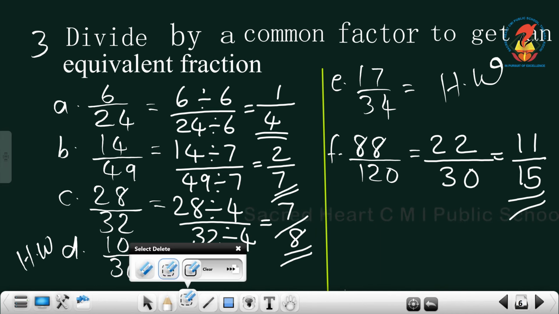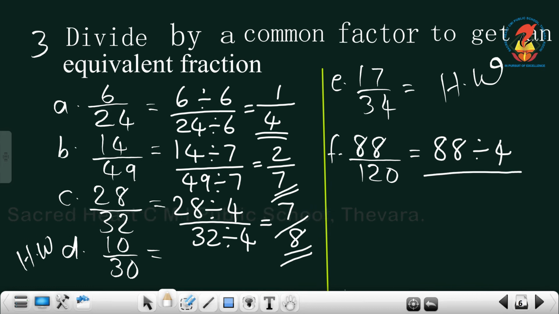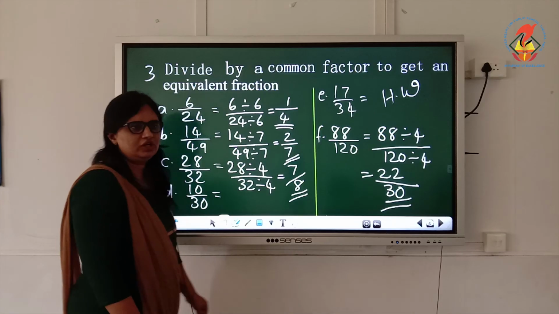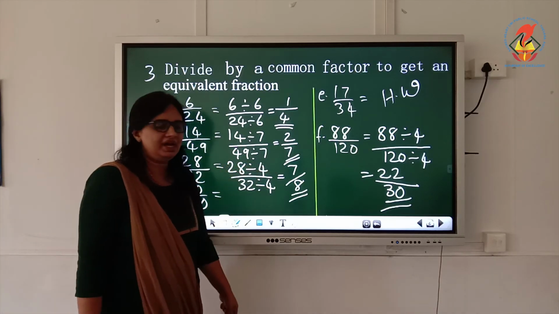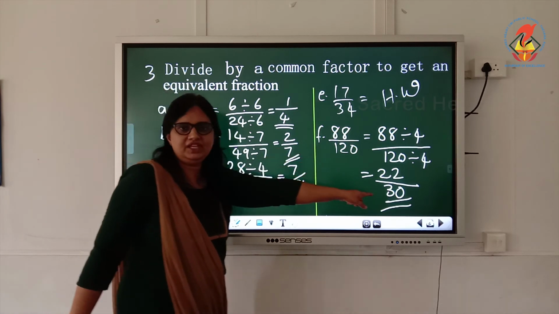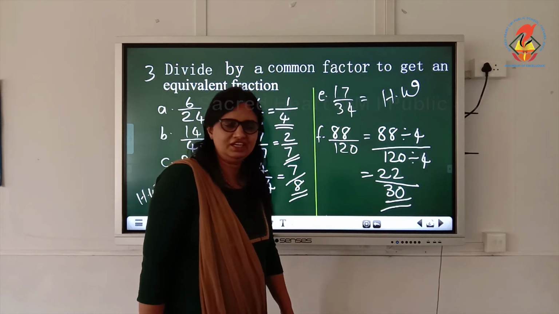That I will tell you how to do this. Here we need to divide by 4. 88 divided by 4 and 120 divided by 4. And you will get what? 22 divided by, and this one is 4 2s are 8, 4 3s are 12. Okay. And which one is that? That is 22 by 30. And this one is one of the equivalent fractions of 88 by 120. Is it clear, children?